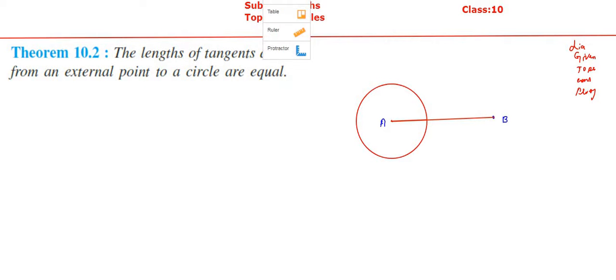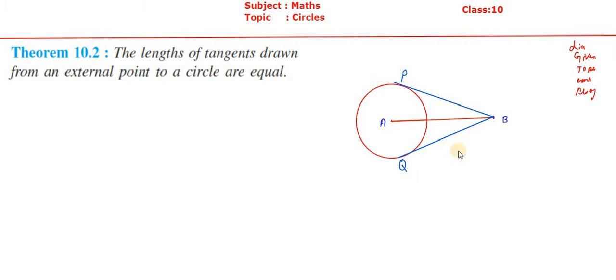So now you can draw these tangents. This is one tangent, and here is another tangent. You can take this as P and this as Q. This is P and this is Q. I hope all of you understood this diagram.